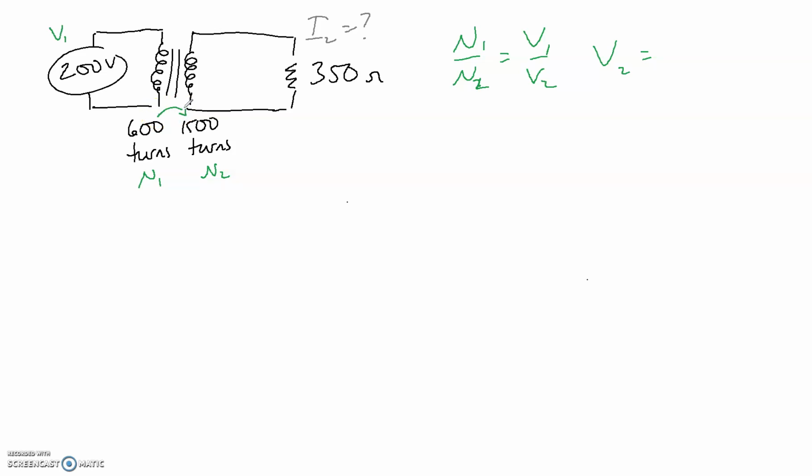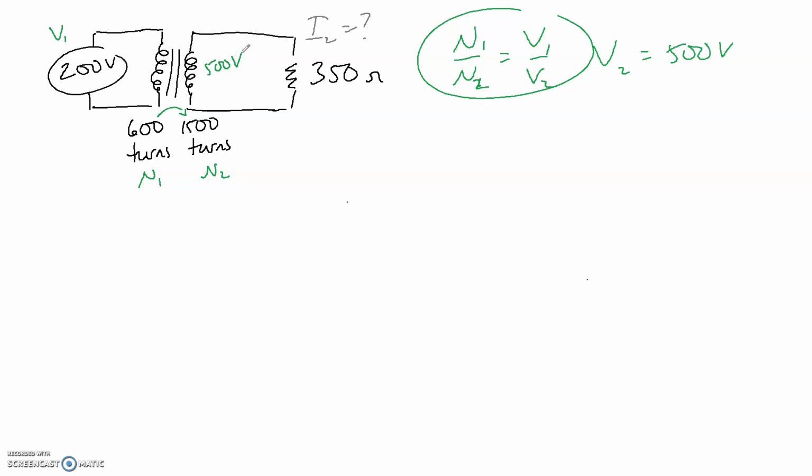It got 2.5 times bigger. If there's 2.5 times more turns, my voltage has to get 2.5 times bigger. And 2.5 times 200 is 500 volts. Or just plug them in there, cross multiply and divide. It'll all work out just fine. So this has to have 500 volts on it.